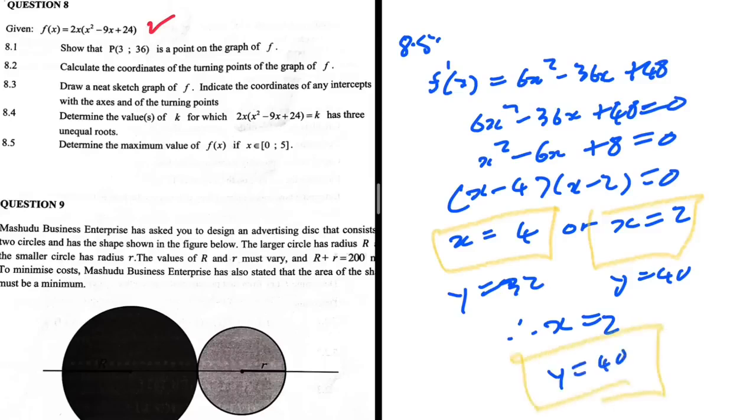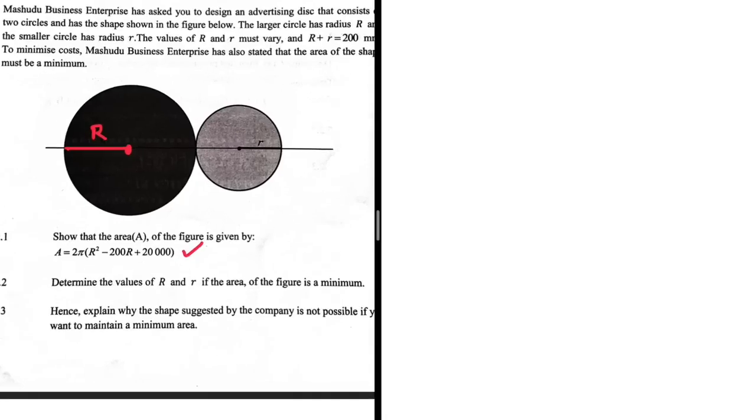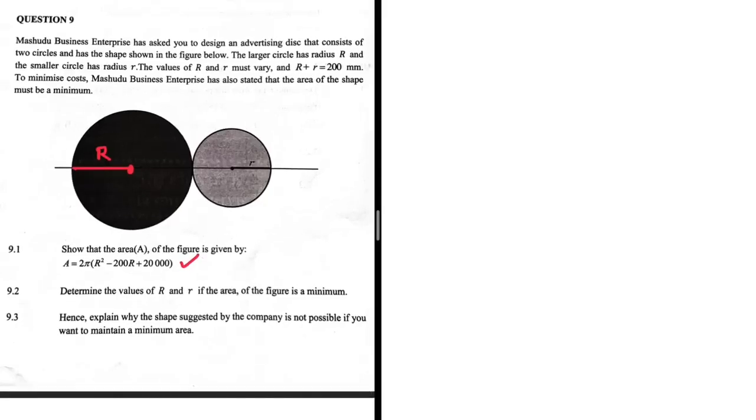I almost forgot the equation there. Show that the area of the figure is given by A is equals to 2 pi multiplied by R squared minus 200R plus 20,000. Okay, this is the kind of equations we expect in optimization, question 9. So let's take a look at what's happening here and show that A is indeed equals to that expression.